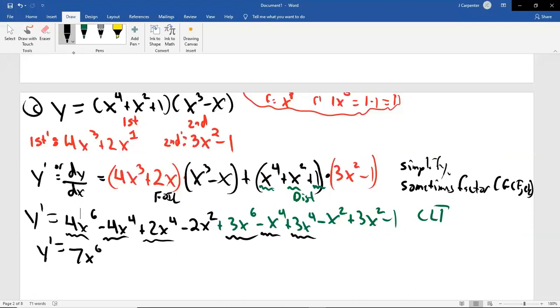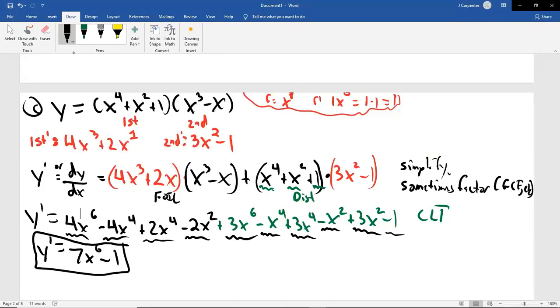For the x squareds, there's no x cubed, so we've got a -2x squared minus 1x squared, so that's -3, plus 3, -3 plus 3 is 0, so there are also no x squared terms. And we're done with everything except the -1, so here's the -1, bring it down, there's nothing to combine, so that's our derivative. dy dx, or y prime, however you want to write it, is 7x to the 6 minus 1.